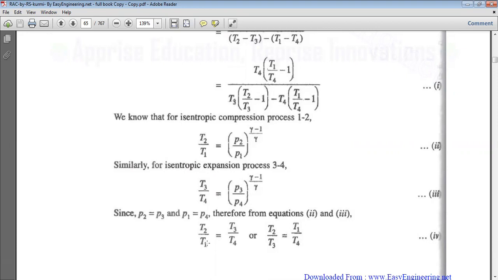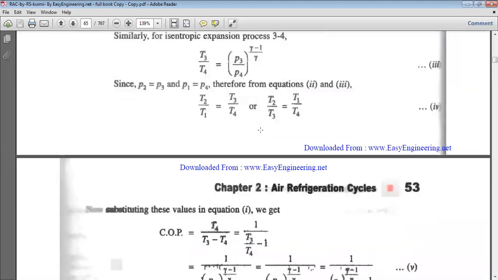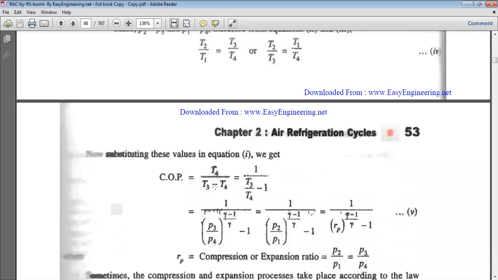I am rearranging the terms T1 and T3. T3 goes to the left and T1 goes to the numerator. T2 by T3 is equal to T1 by T4. If I substitute it here, instead of T2 by T3, I write T1 by T4. T1 by T4 is a common factor, so it gets cancelled. What we get is T4 divided by T3 minus T4. Finally, we get T4 divided by T3 minus T4.